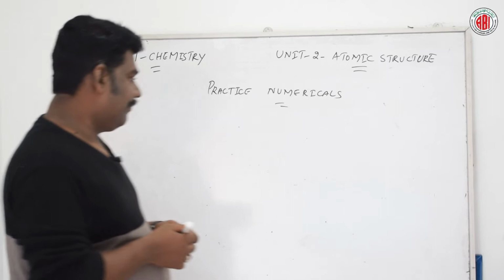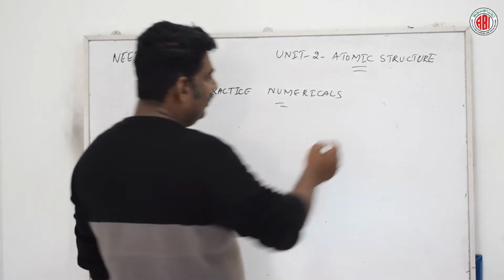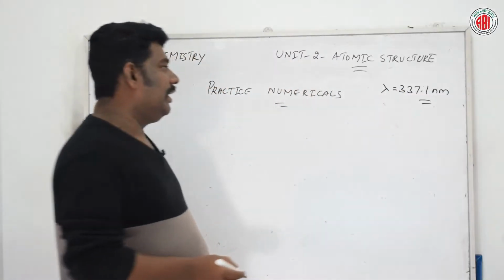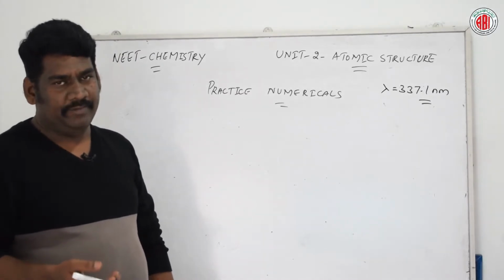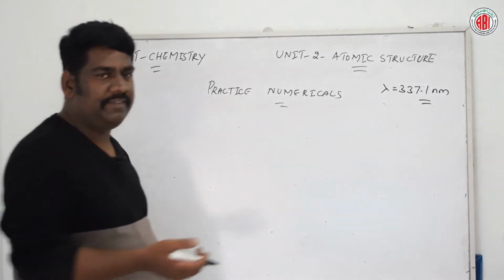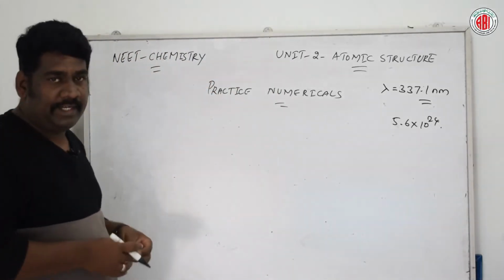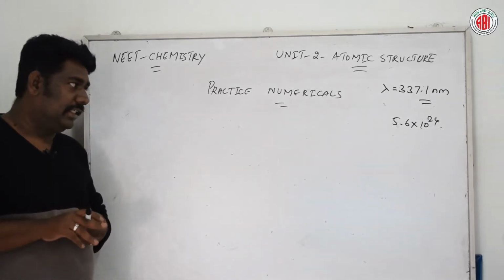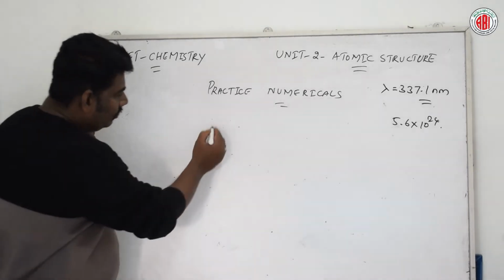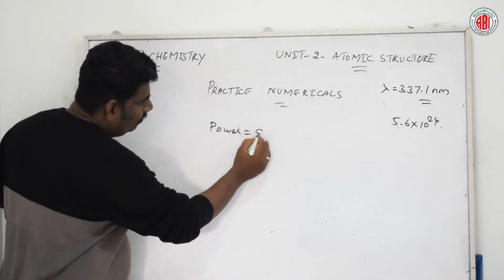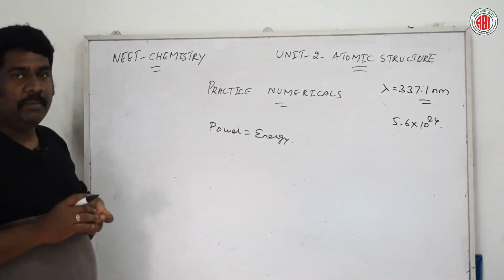First let us write whatever is given in the question: wavelength lambda is 337.1 nanometer, and the number of emitted photons is 5.6 into 10 to the power of 24. Now let us find the power of this laser. Power is nothing but energy, so let us find the energy of this particular laser.